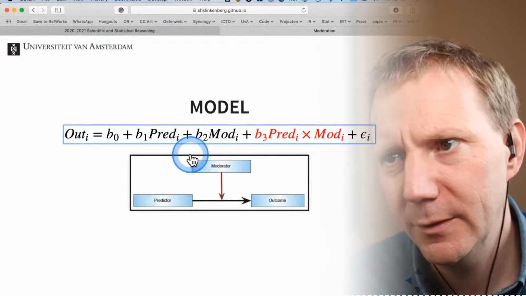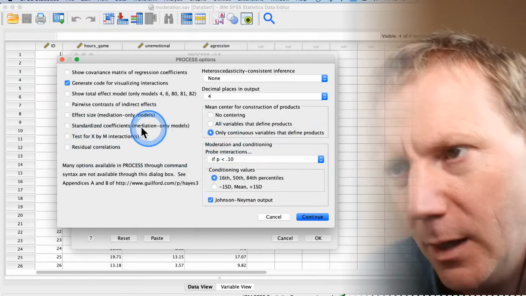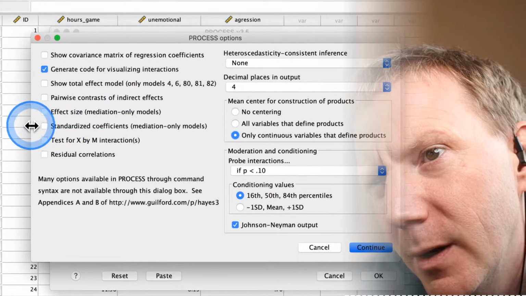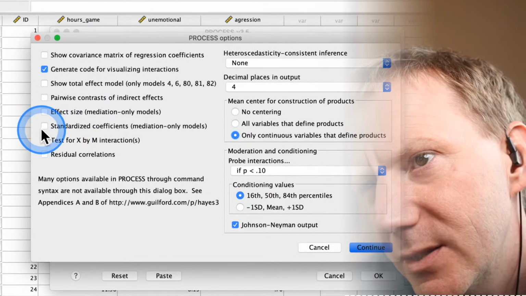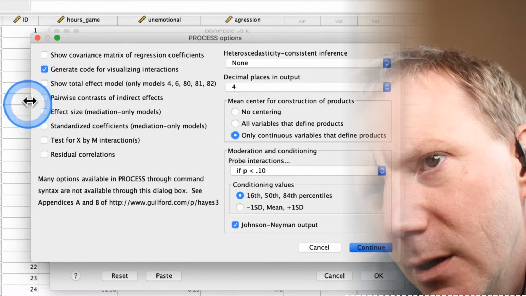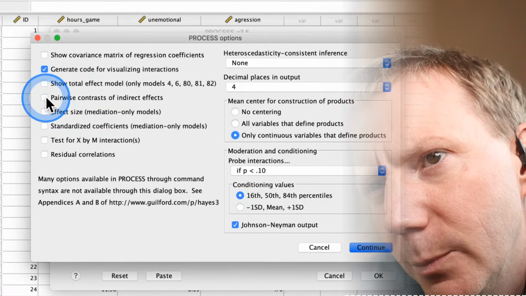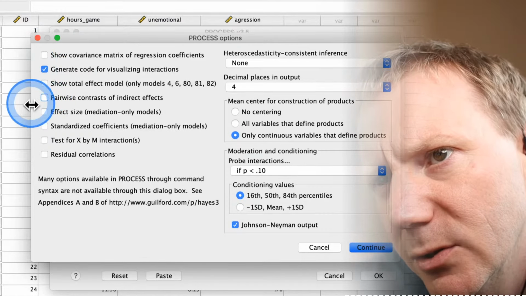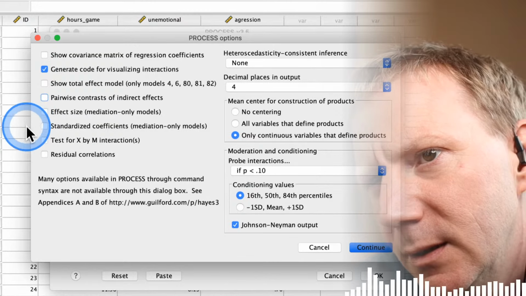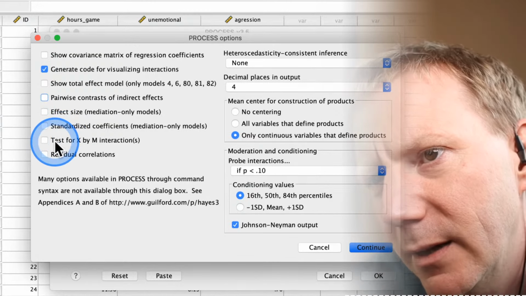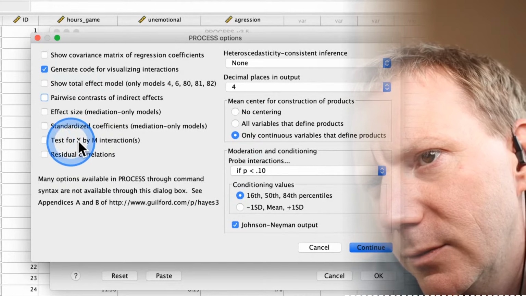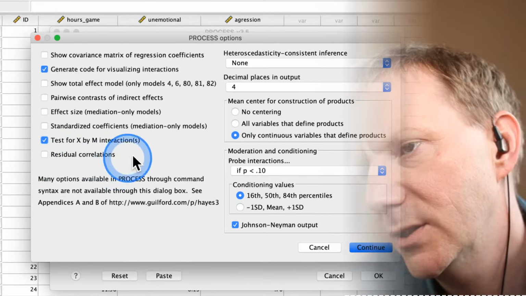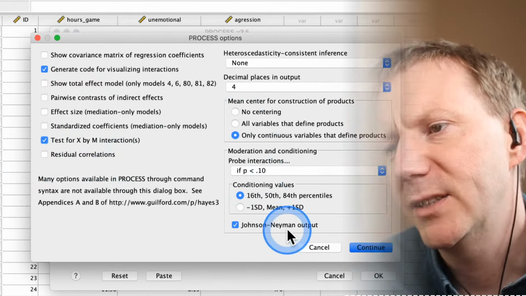Okay, so if I go back to SPSS, then we have a few more options. As I recall, you could have the standardized. No, this is for the mediation. We could do the pairwise contrast of the indirect effect. No, this is not relevant. Show covariance is also not really relevant. What does the Johnson-Neyman output do? I'll get back to that. Test for interactions. I think we need this one, and the residuals correlations is not really relevant.